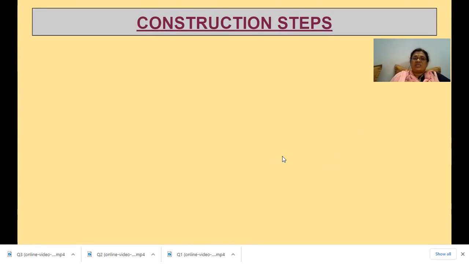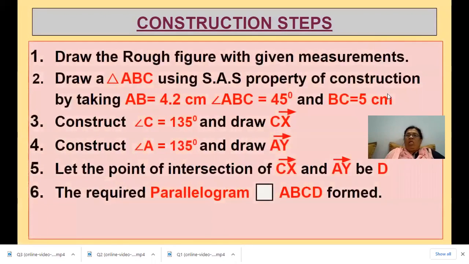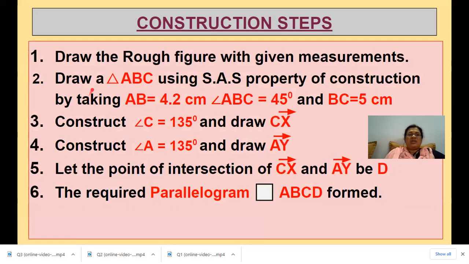Now about the construction steps. For the construction, the first step is you have to draw a rough diagram with the given measurements. Now, draw a triangle ABC with the side angle side property. That is, AB line segment we know, the angle at B we know, that is 45 degrees, and BC also you know, that is 5 centimeters. With these side angle side measurements, you can draw a triangle.